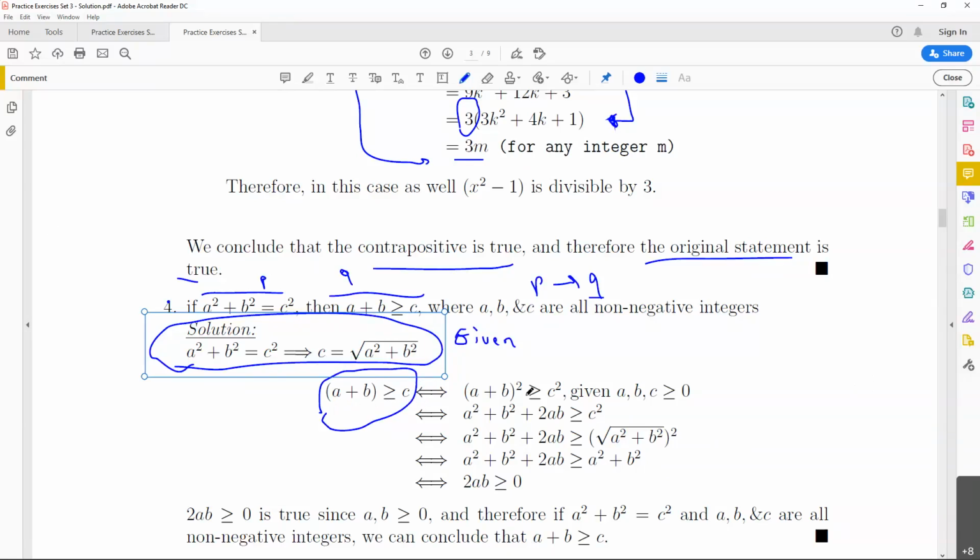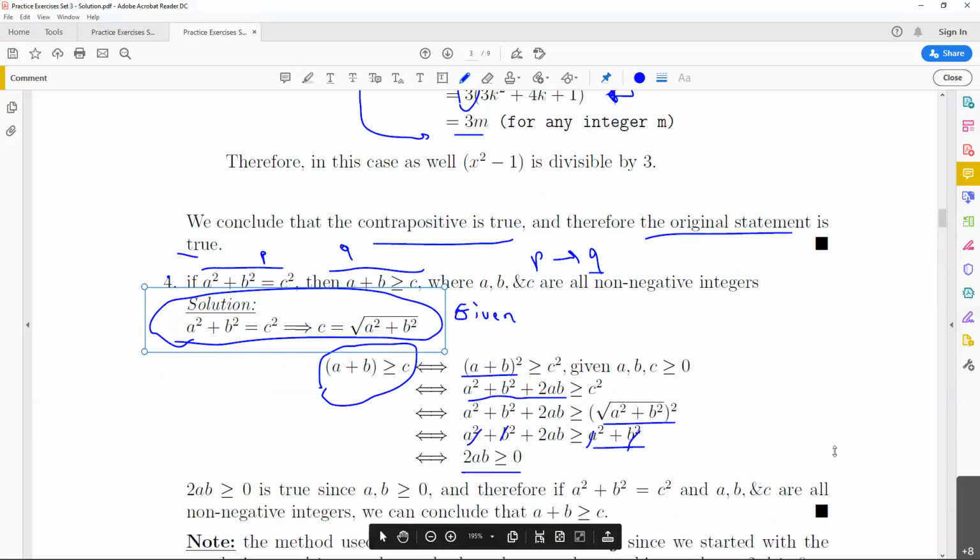It's equivalent to squaring both sides and expanding a plus b squared. Now you substitute your given, so it's just a squared plus b squared. Remove it from both sides. You're left with 2ab is greater than or equal to 0. And that's something you can start with, right? You're given that a, b, and c are all non-negative integers, so 2 times a times b is greater than or equal to 0.